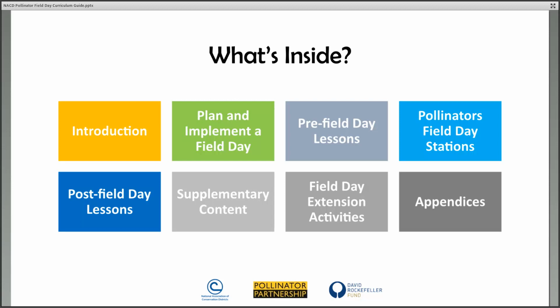The really great thing about the guide is that it can be used to design and implement a field day, or the lessons can be used independently, whether those are pre or post lessons or the pollinator field day stations. So there's a wide variety of information that you can use to get students outside and get them connected to pollinators in the environment.